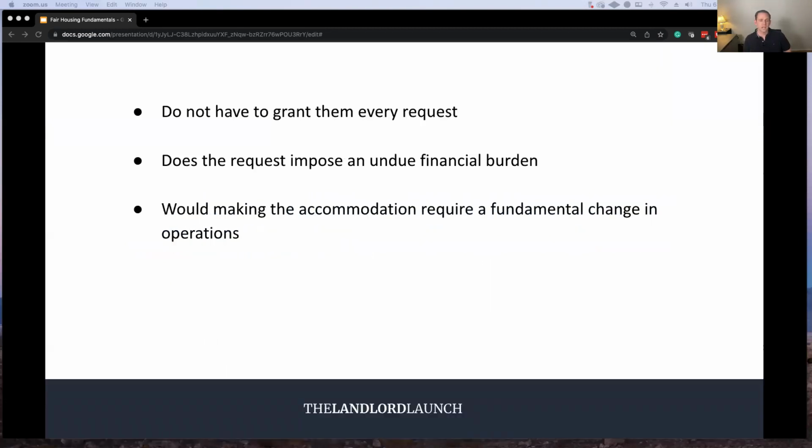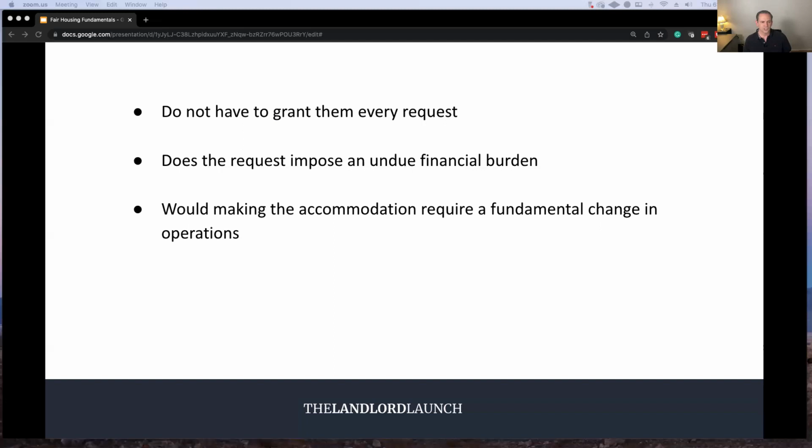Now, that also means you do not have to grant the request every time. Let's just say somebody says, I need you to extend the quiet times for the property, say an apartment community with a rule that quiet times are between 10 p.m. and 6 a.m. And they say, well, noise really bothers me and I have anxiety, so you need to extend the quiet times to 24 hours a day to accommodate me. That's not a reasonable request. You can't do that without disturbing everybody else. It would majorly impair your operations. So you can deny based on something like that.